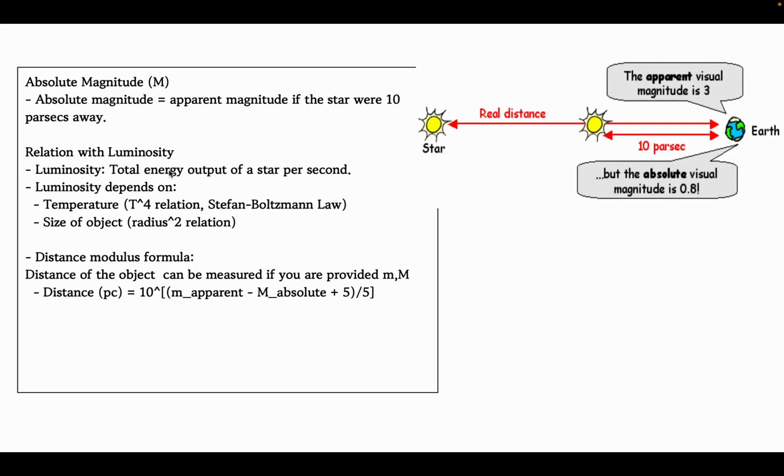So luminosity is the total output of the star per unit second. Luminosity depends on two factors of the source. One is the temperature, within the Stefan-Boltzmann law, and the other is the size of the object, or the surface area of the object, which is denoted by the radius of the object itself. And the distance modulus formula relates the absolute magnitude and the apparent magnitude, and from this formula you can get the distance of the object.